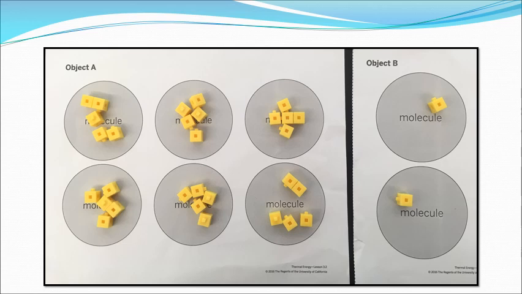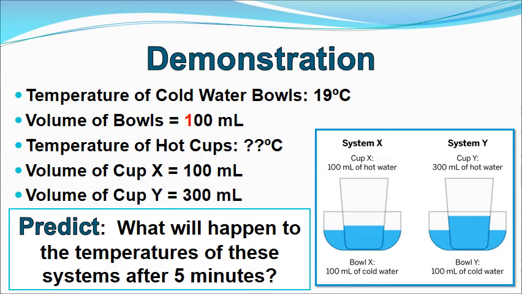But it has an average kinetic energy or temperature of 1. Object A has 5 in each molecule, so therefore it has an average kinetic energy or temperature of 5, but when we total that up, that would be 5 times 6, so 30 for its total kinetic energy, which is thermal energy.